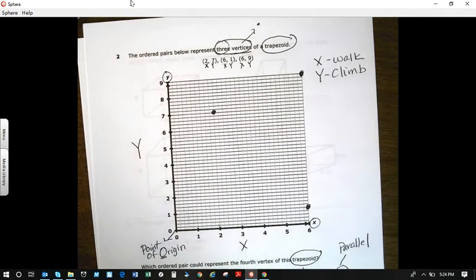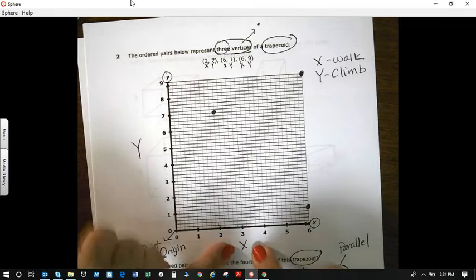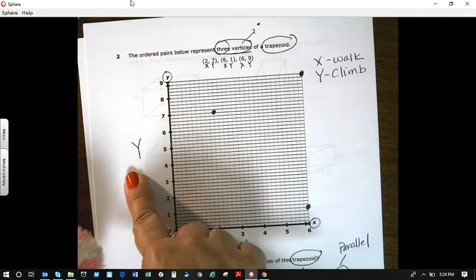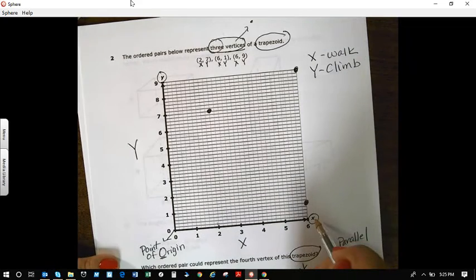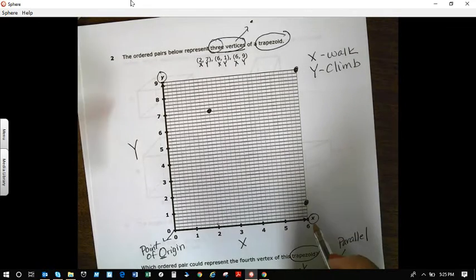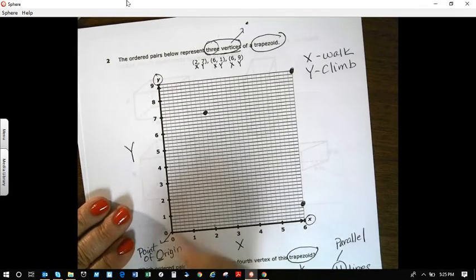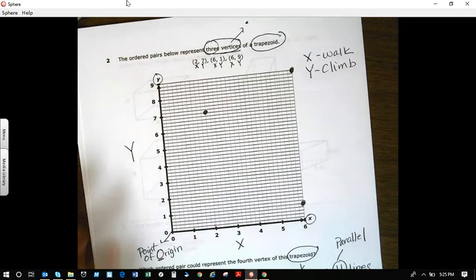For me, it's easier to mark it down on my paper, and then my eyes and my brain register it. However, for you, it may be different. For you, it may be that you circle the X and circle the Y so that you know you're going to walk across on the X-axis. So that could be the way your brain is working. So you have to figure out which way is going to be best for you.